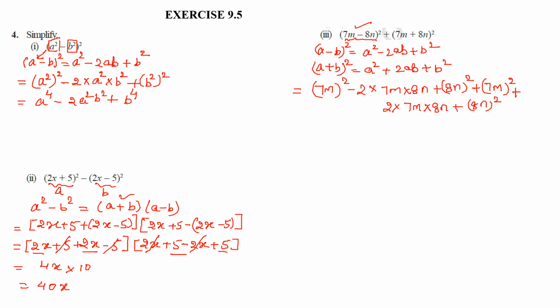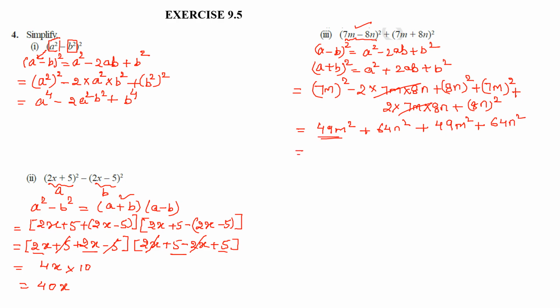Now if I can see something, I can reduce it. So if you see minus 2 into 7m into 8n, and here is plus 2 into 7m into 8n, I can cancel it out. Now (7m) whole square will give me 49m square, plus (8n) whole square will give me 64n square, plus again (7m) whole square will give me 49m square and (8n) whole square will give me 64n square. Now combine the like terms.